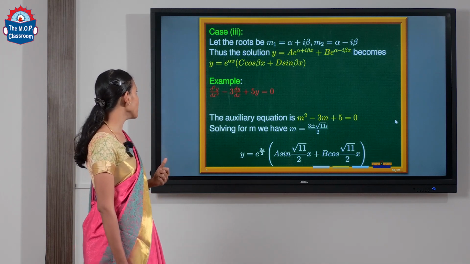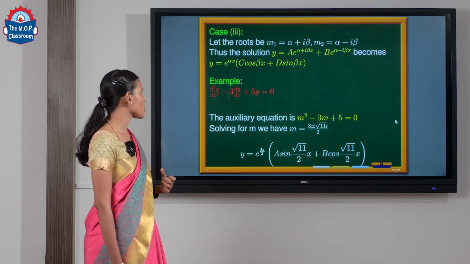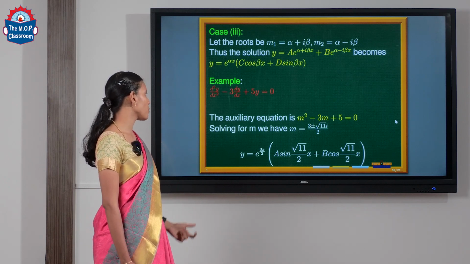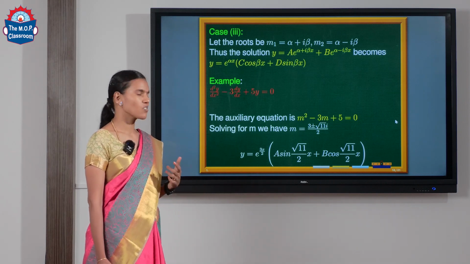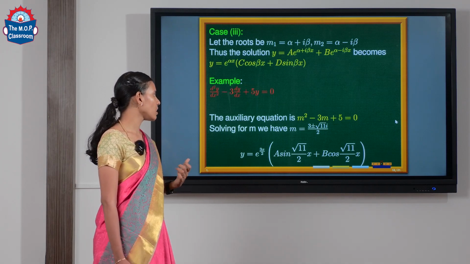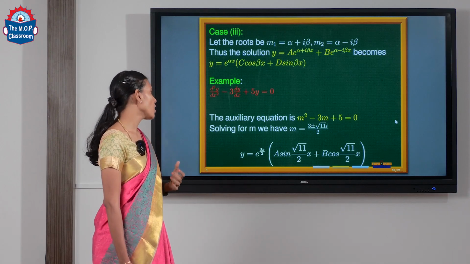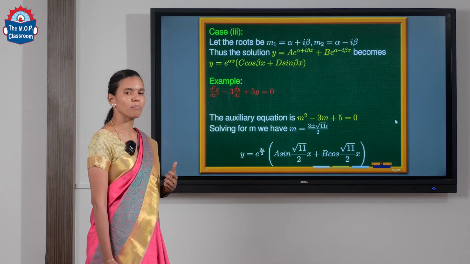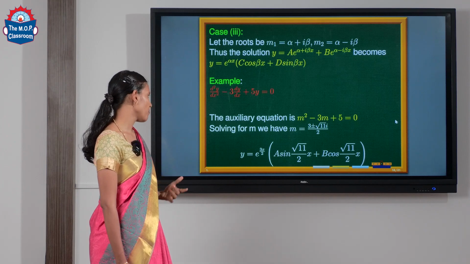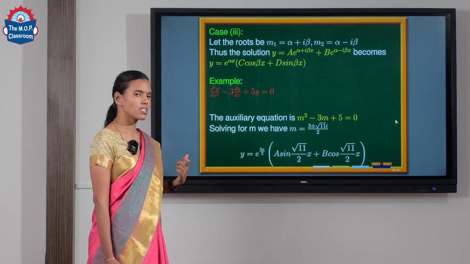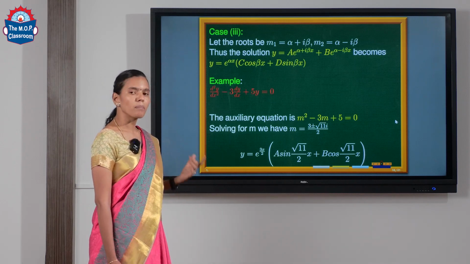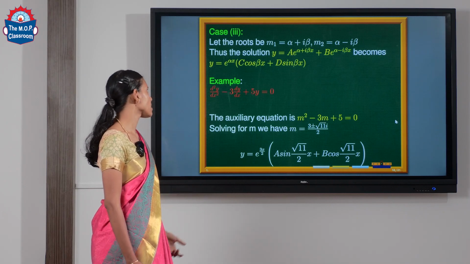When I consider the example, the second order differential equation d square y by dx square minus 3 dy by dx plus 5y is equal to 0, and write it in the form of the auxiliary equation, I have m square minus 3m plus 5. When I solve this quadratic equation using the discriminant, we have m equal to 3 plus or minus i root 11 by 2. So the real part here is 3 by 2 and the imaginary part is root 11 by 2. While writing the general solution, y is equal to e power 3 by 2 x, that is your alpha value, alpha is 3 by 2, times (a sin of root 11 by 2 x, and that is your beta value, plus b cos of root 11 by 2 x).